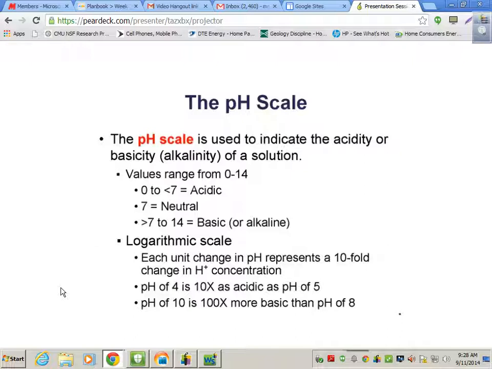Now this is a logarithmic scale, so a slight shift, what appears to be a slight shift, like a, let's say a 7.4 to a 6.4, is really 10 times more acidic, right? What about a 7.4 to a 5.4? What is that? 100 times more acidic, right? Because it's logarithmic, 10 times 10, okay? So it's on a scale of 10, but it's 10 times 10. So the pH of 4 is 10 times as acidic as the pH of 5, and if I go from a pH of 10, that's going to be 10 times more than 8. That means if I go from a 10 to, let's say, a 7, that's 1,000, right?